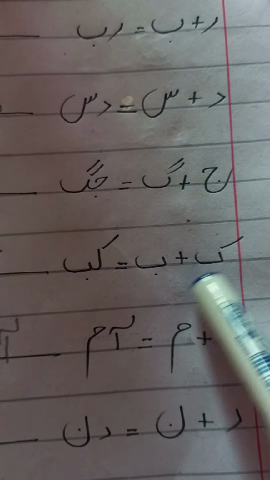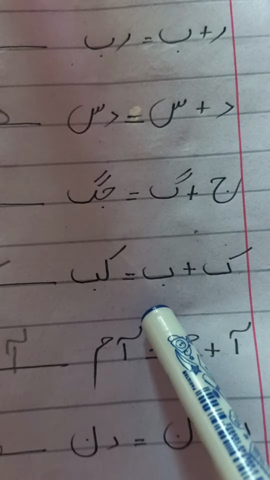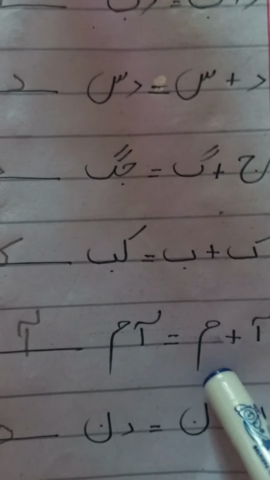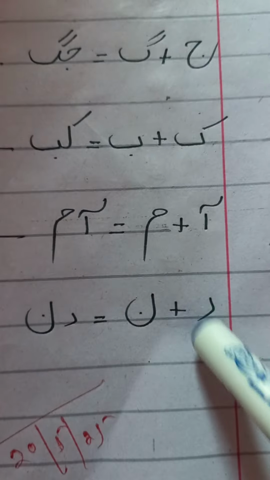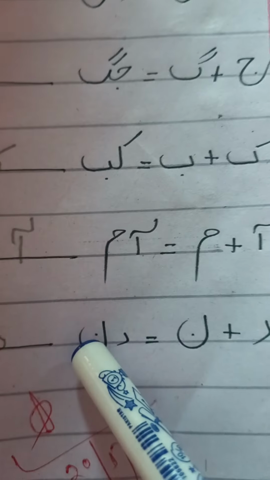Then kaf plus be, kab, that is kab. Alif mada meem am, dal noon din. So this is rub.